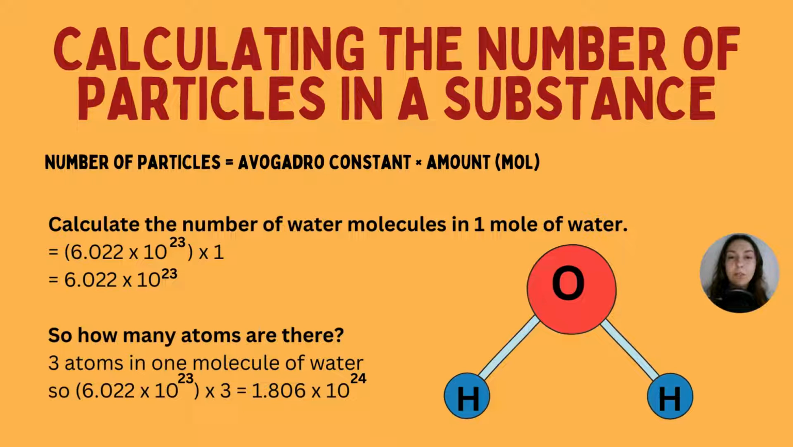So calculate the number of water molecules in 1 mole of water. We would just do the Avogadro's constant, 6.022 times 10 to the 23, and we would times this by 1 because we just have 1 mole of this substance. So we'd still get the answer of 6.022 times 10 to the 23. Now, if we wanted to know how many atoms there were, we would actually see that there are 3 atoms in 1 molecule of water. Remember, we've got 2 hydrogens and 1 oxygen. So we would just times this number that we've calculated by 3, and we'd end up with an answer of 1.806 times 10 to the 24. And that is how we work out the number of atoms in that molecule.